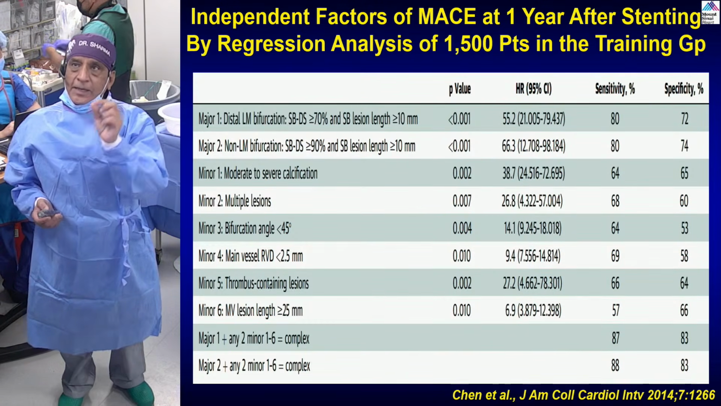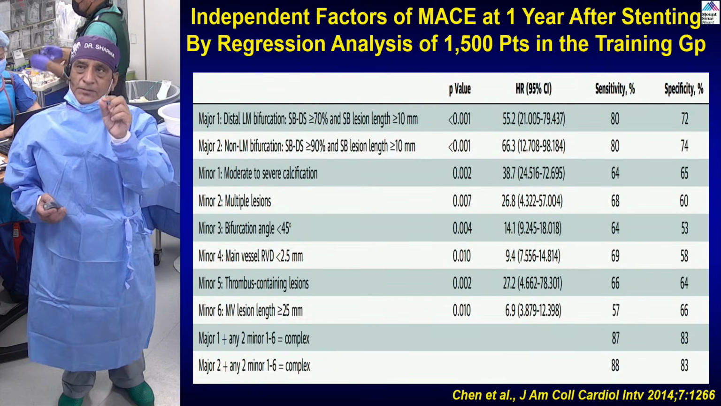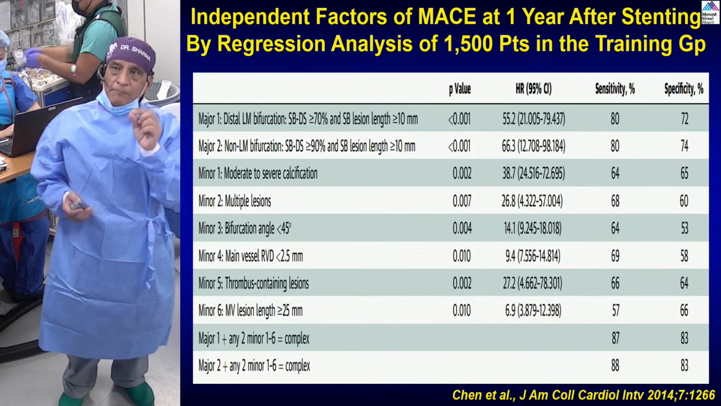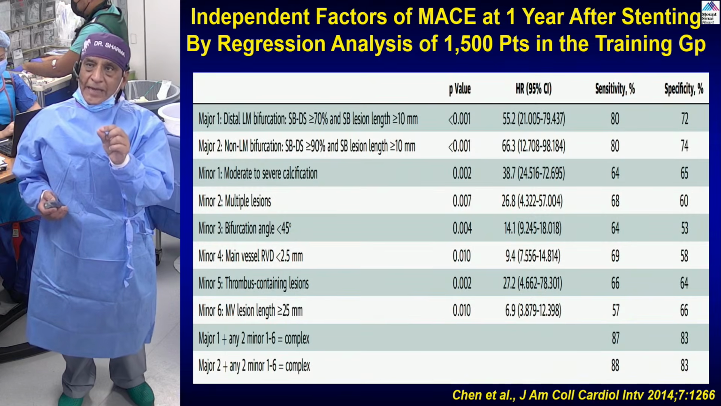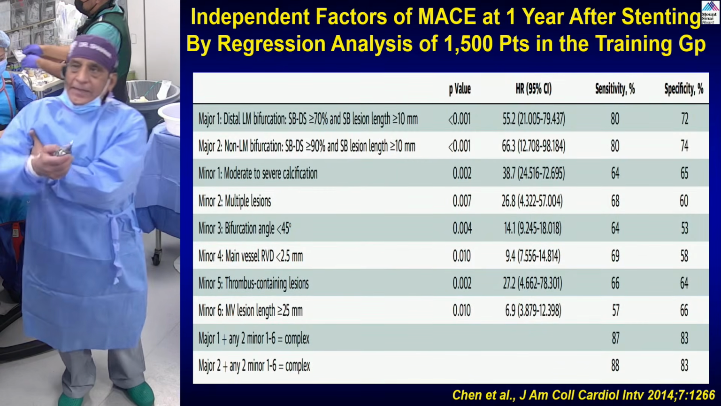you can see here. Distal left main bifurcation with a side branch lesion length, then moderate calcification, multiple lesions, bifurcation angle less than 45 or 70, main vessel reference vessel diameter less than 2.5, thrombus containing lesion, and main vessel lesion length more than 25.